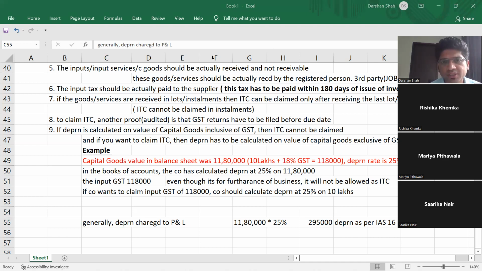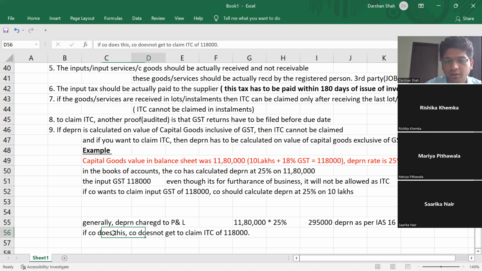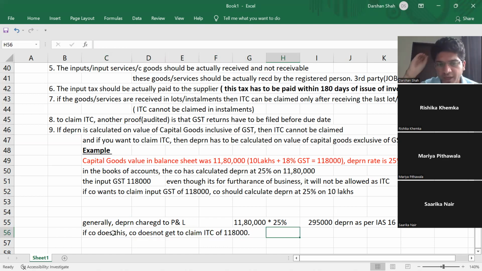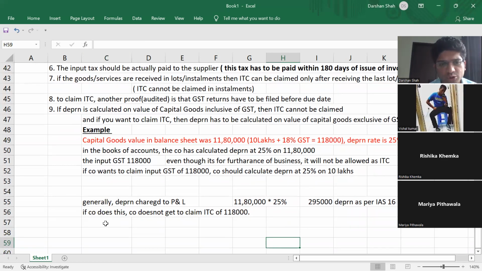But if you do this, what happens? If the company does this, the company does not get to claim ITC of 1,18,000. Even if you're paying GST of 1,18,000, you cannot claim it as input tax credit. That's the rule. Till here also understood now? Yes, sir. Okay. So this is option one.